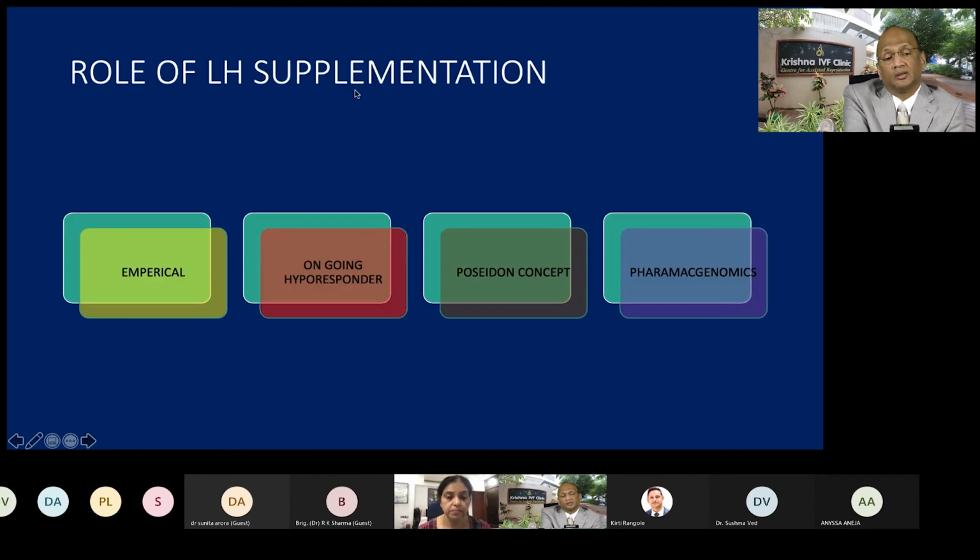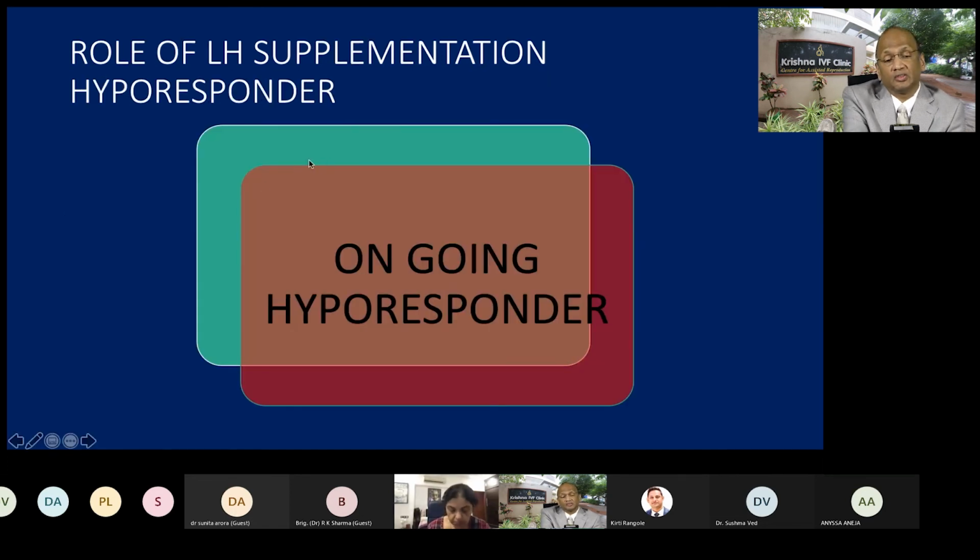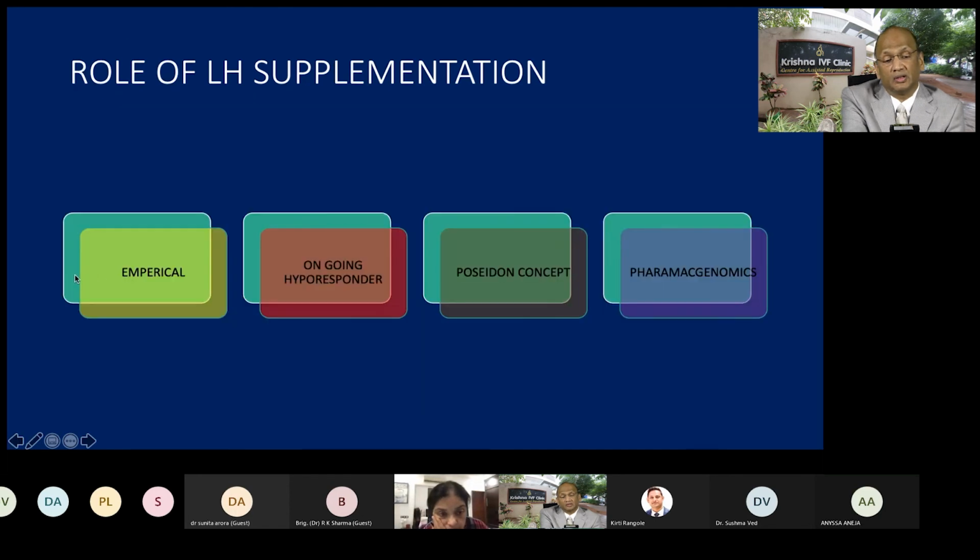So the role of LH in the last 20 years is changing. Initially it was the empirical use of LH for all older women. Then in the years between 2000 to 2012, the ongoing hyporesponder, and in the year 2016 the Poseidon concept, and now I feel the era of pharmacogenomics has come into play. So the role of LH supplementation in an ovarian response is not for poor responders, but it's only for a hyporesponder, and the concept is getting refined as follows. Earlier it was empirical, then they said ongoing poor responder. Then in 2016 the Poseidon group came out with the Poseidon concept of 1, 2, which are the hyporesponders, 3 and 4 are the poor responders, and now our work is suggesting the role of pharmacogenomics.